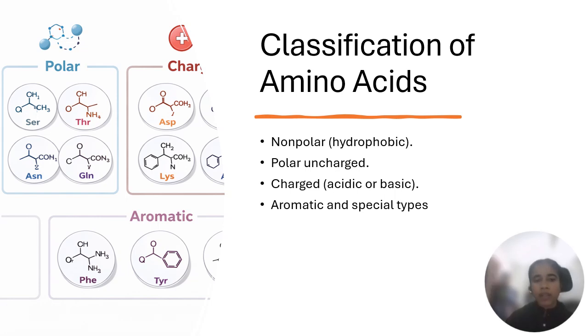Not all amino acids behave the same way. They are classified based on the properties of their side chains. Some are non-polar or hydrophobic, meaning they avoid water. Some are polar but uncharged, able to form hydrogen bonds. Some are charged, either acidic or basic, and a few are aromatic or special cases with unique structures. These differences are very important because these chemical properties determine how proteins fold and what their function is later on.